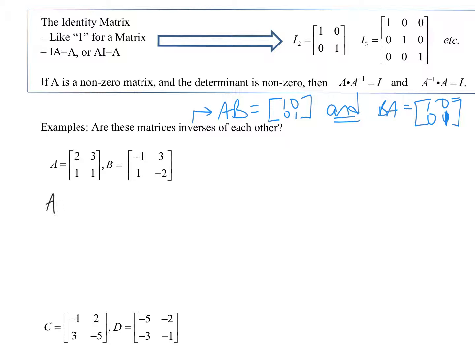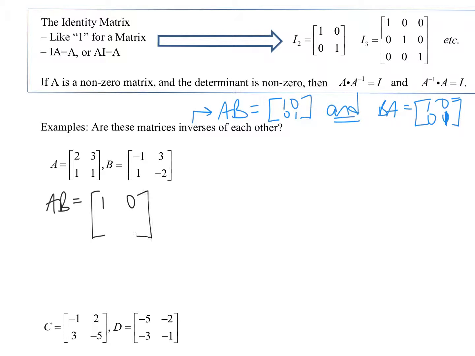So I'm first going to do AB, just like we did in the warm-up. Keep in mind we're going across, down for each element. So I'm going to do 2 times -1 plus 3 times 1. That gives me 1. Good. That's what I wanted. This is what I need if they are inverses. If I ever get a number that's not what it's supposed to be, then I'm just going to stop. I'm not going to continue the whole problem. Now I'm going to go across, down for the second column. 2 times 3 is 6, plus 3 times negative 2 is negative 6.